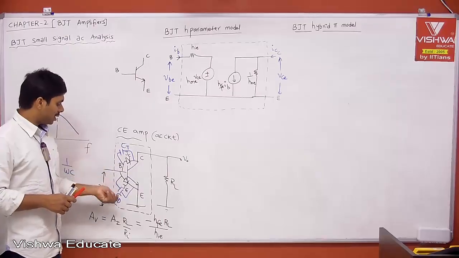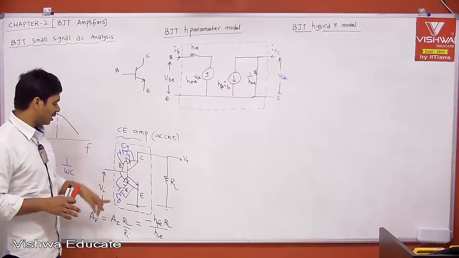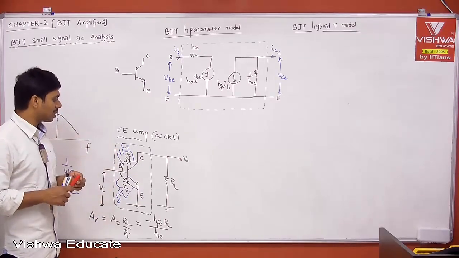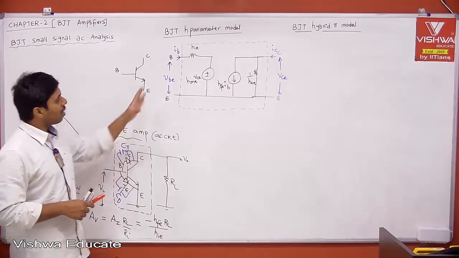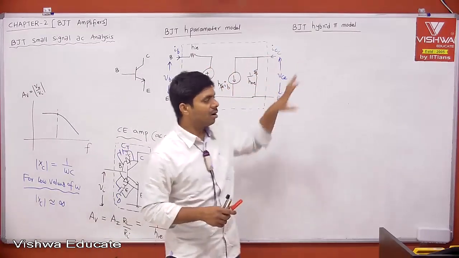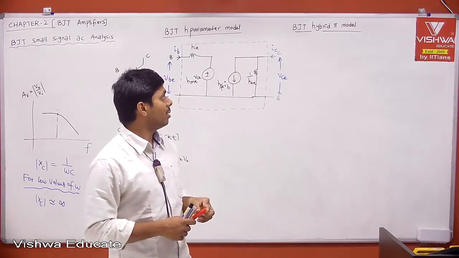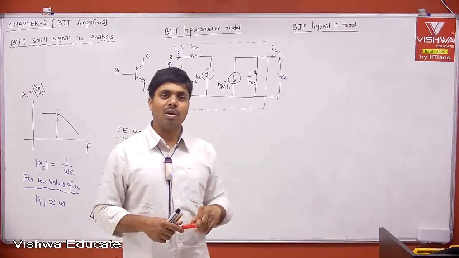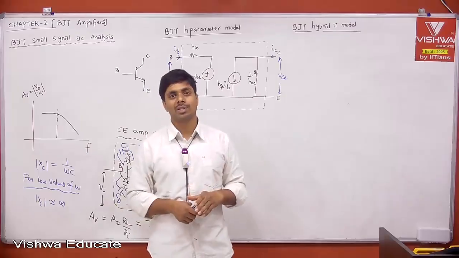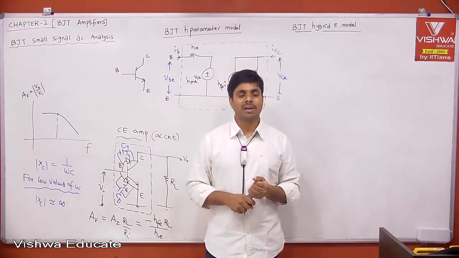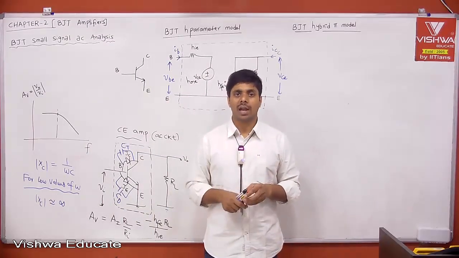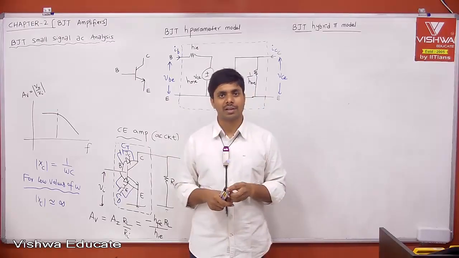People call them C pi and C mu. CD is nothing but diffusion capacitance, and CT is nothing but transition capacitance. Now we need to account for those capacitances and draw another equivalent circuit. That is what is called the BJT hybrid pi model. That is used to calculate the frequency response of your BJT amplifier, and from it people calculate the bandwidth of your amplifier.